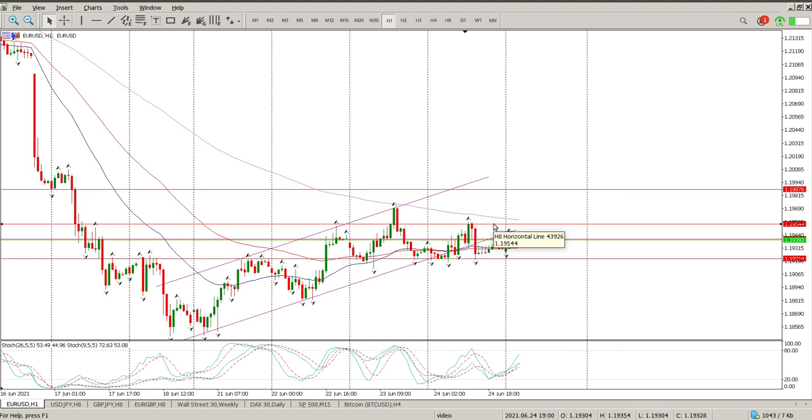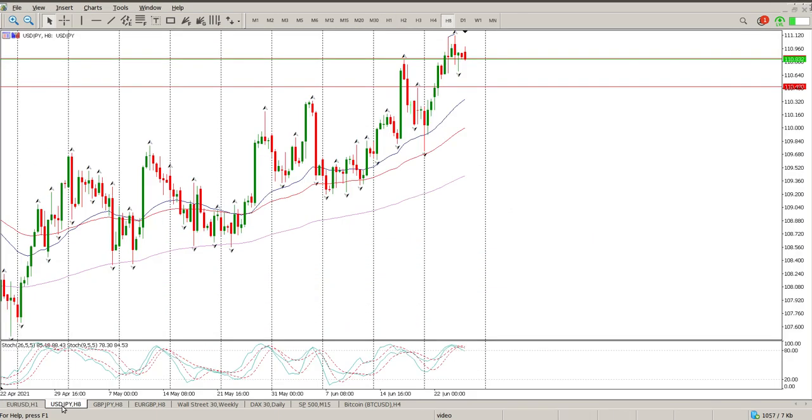So that's 119.544. Need to break and retest that. That may open up the path to this level here, 119.876. But that's definitely a shorting area for me. Alternatively, it's a break below 119.200 and retest that. That opens up this bigger flag move to the downside. But at the moment, that is a neutral, sit on hands.